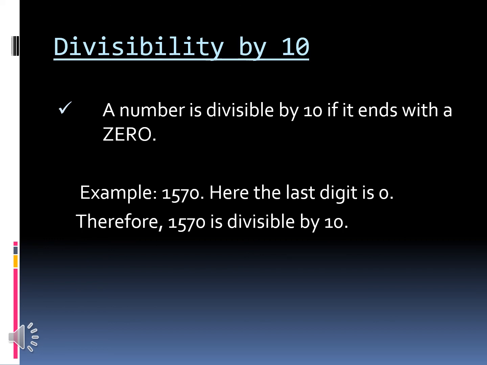1570, the last digit is 0, so it is divisible by 10. So 1570 is divisible by 10. Let's talk of another example. For example, 752. It ends with 2, so it is not divisible by 10. So this is how we check the divisibility by 10.